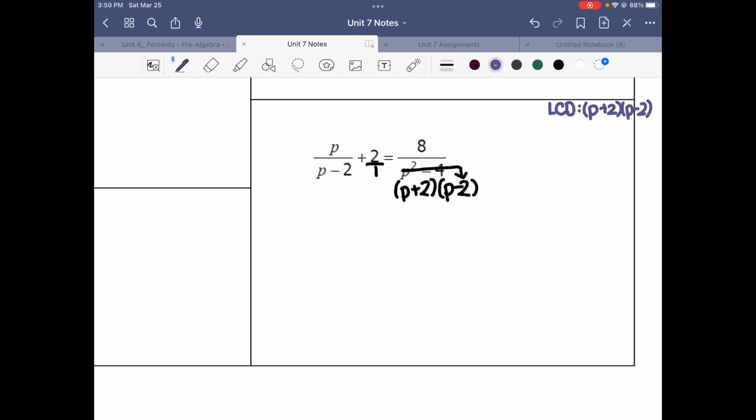So the first fraction needs the p plus 2. The second fraction only has a 1 on the bottom, so it actually needs both of them. And the third fraction has both already, so it doesn't need a thing. This is going to give me p squared plus 2p over p plus 2, p minus 2.